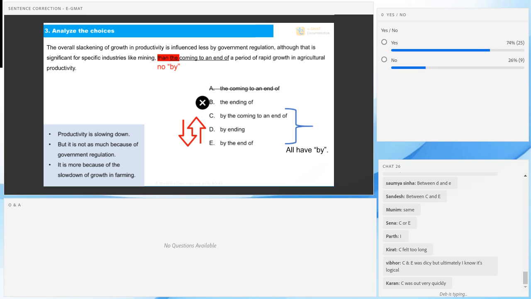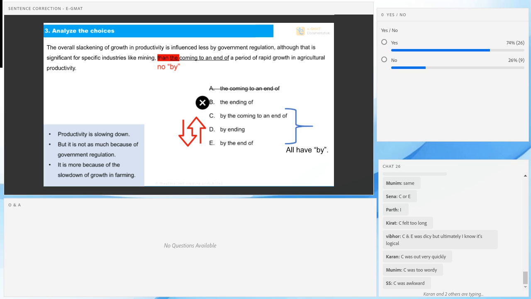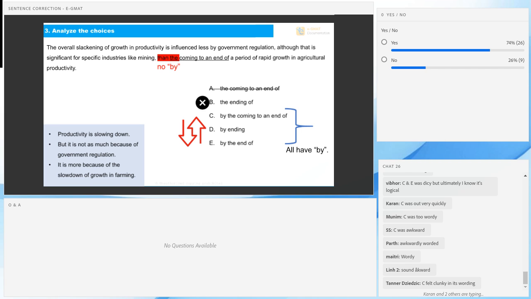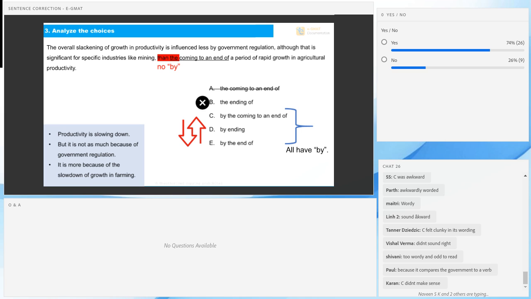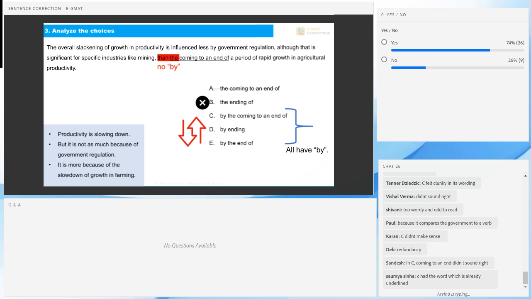Tell me, why did you reject choice C? Very interesting, the why behind it. I have the data right in front of me, but C was too wordy. Good. Karan, why did you reject choice C? C was awkward. Okay. C felt clunky. So awkward, wordy, didn't sound right, odd to read because it compares the government to a verb. No, that's not what it's doing. Although less by government regulation than by. Yeah, so that's not right.